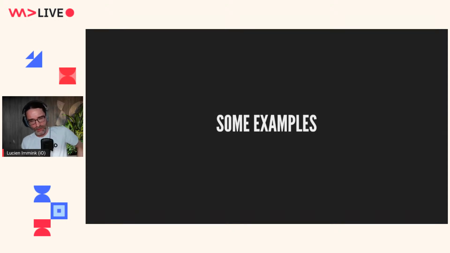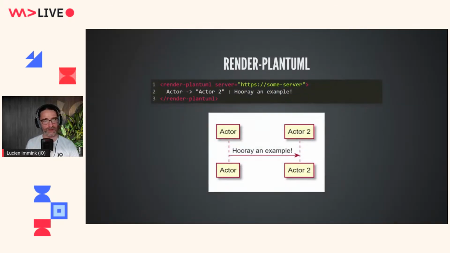And talking about web components that are a little bit more difficult to make, but also web components that I actually already use during my daily work. For example, a friend of mine has written a web component called render plant UML. So as a software architect, I'm used to writing UML diagrams. Actor has an action to actor 2 that says, hooray, we have a working example.